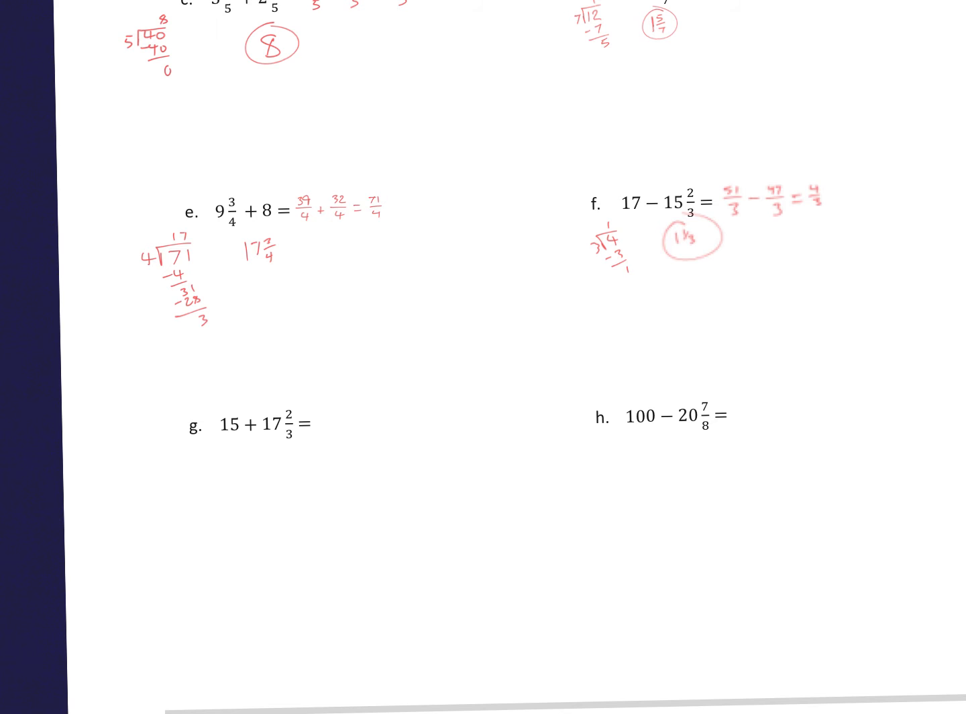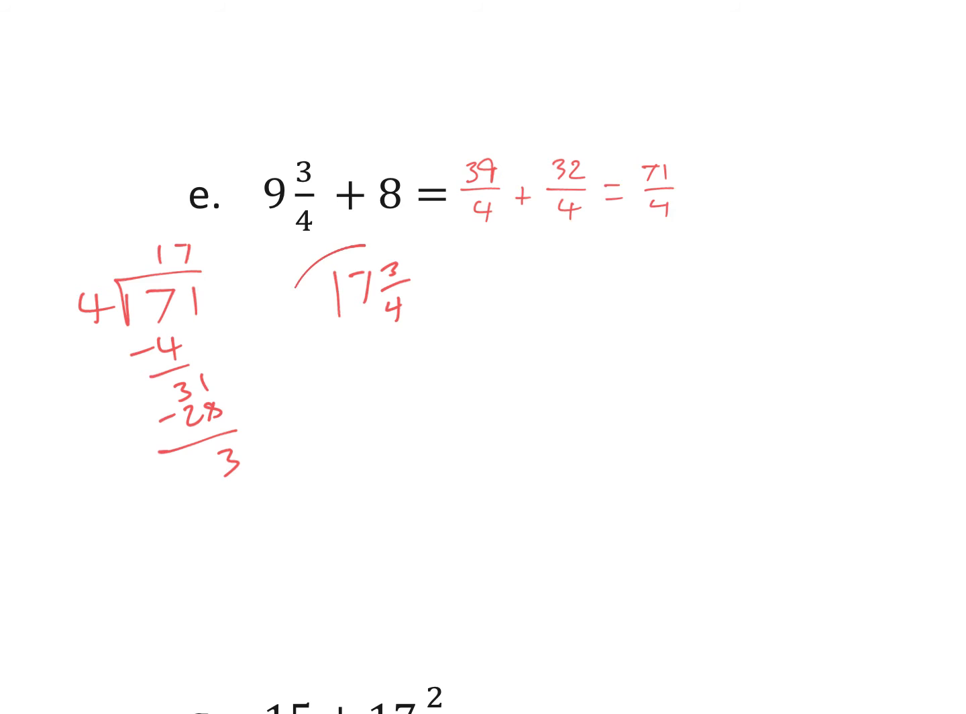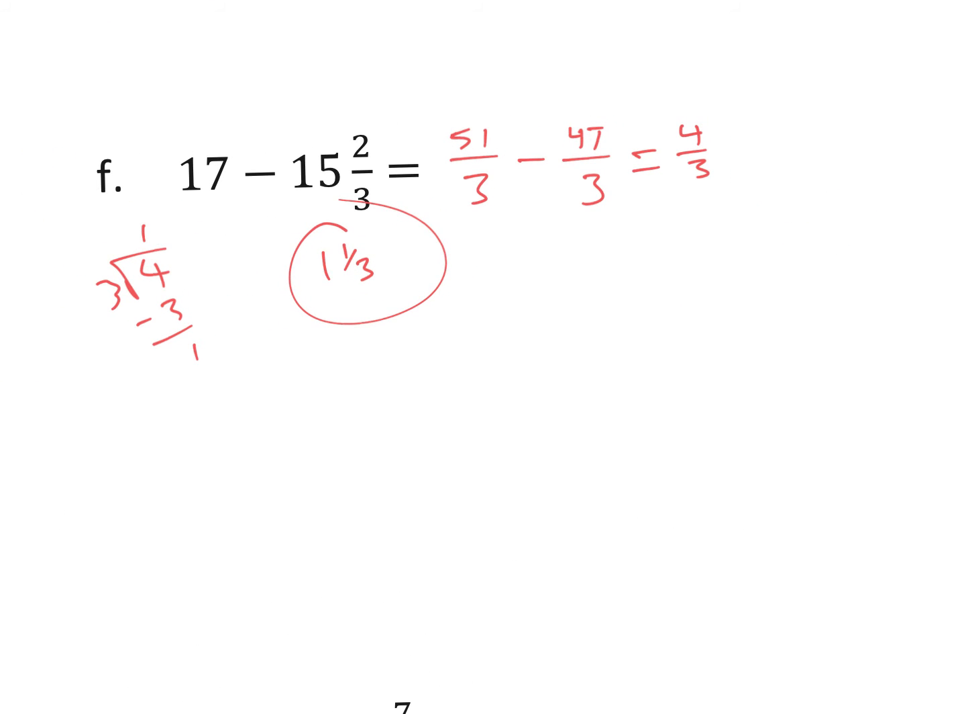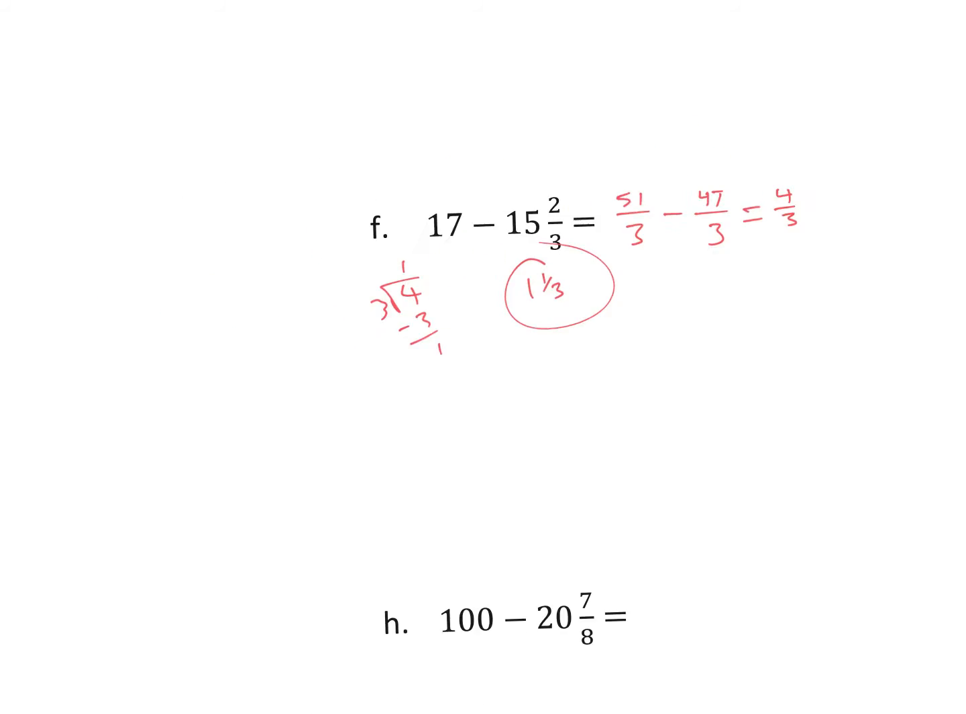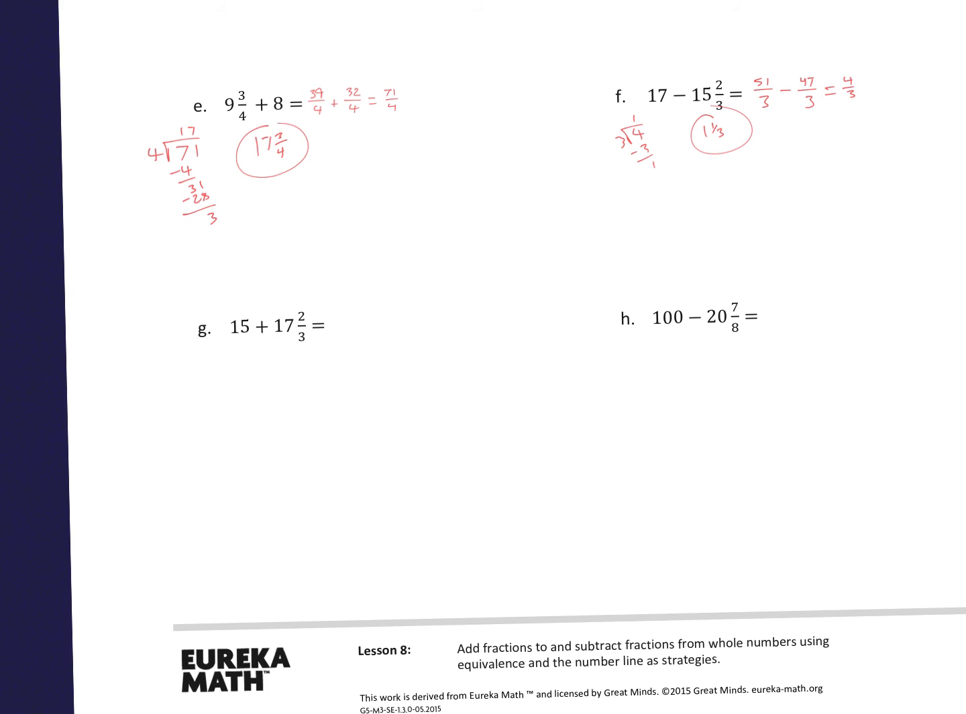So our answers are 17 3/4. If you didn't get that, pause the video, check your answers. And for F, we've got 1 1/3. If you didn't get that, pause your video, check your answer. If you still don't understand what you did wrong, come and talk to Mr. Cooper. And then go ahead and try to do G and H by yourself, and I'll pause the video and have the answers up in 3, 2, 1.